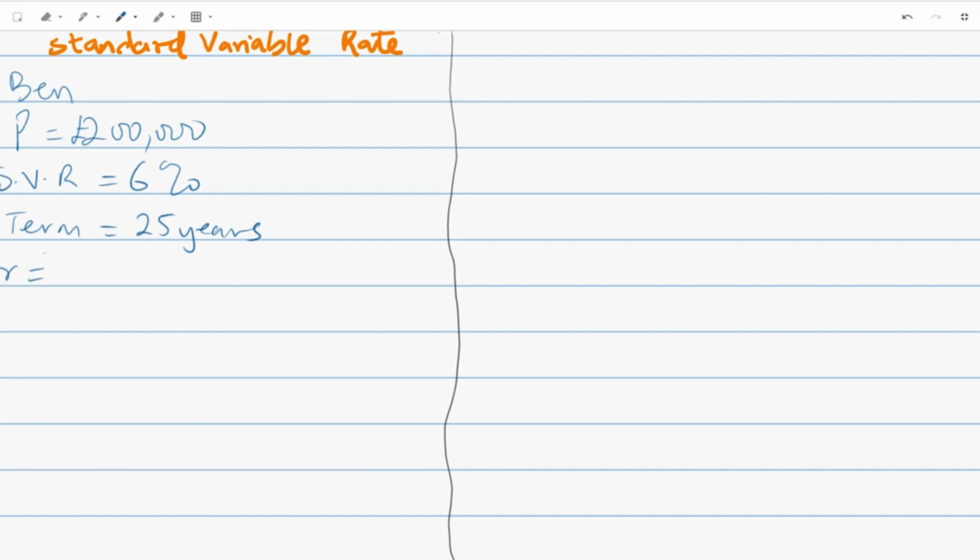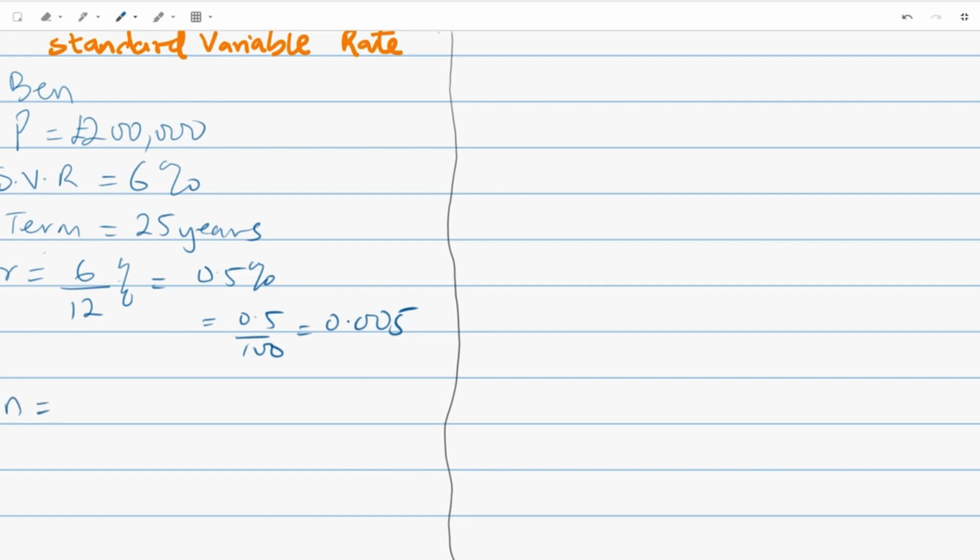And to do that, we know the SVR is 6%, so divided by 12, the number of months in a year. This should give us 0.5%. And if we get rid of this percentage, that should be 0.5 divided by 100. That should give us 0.005.